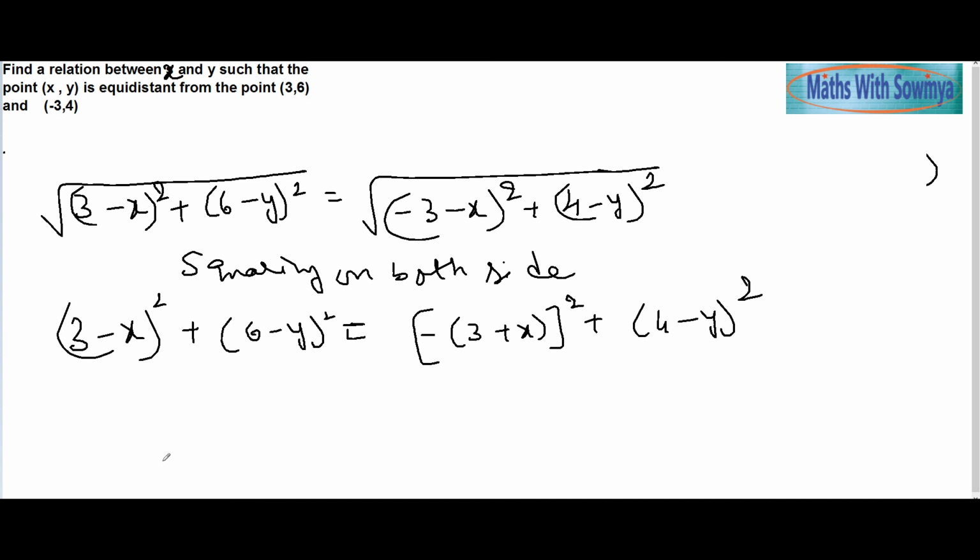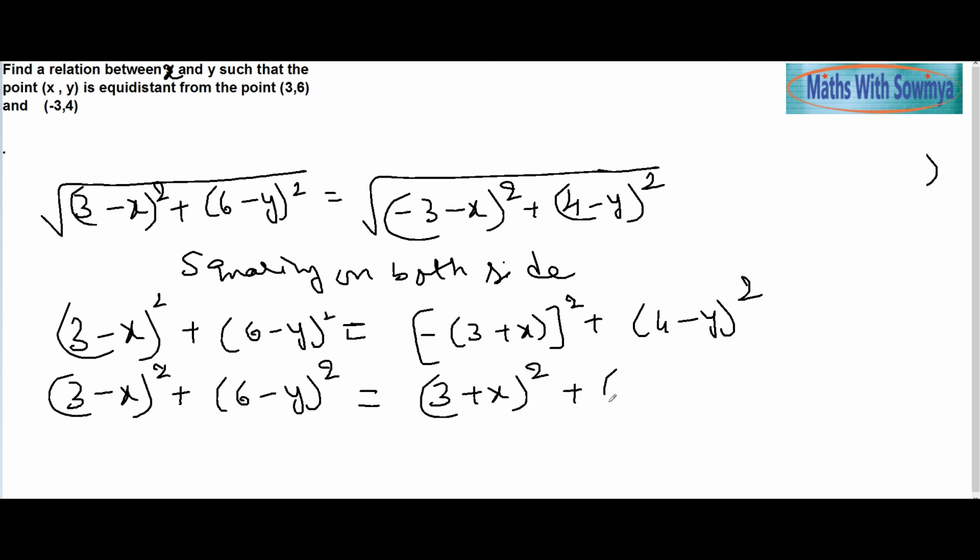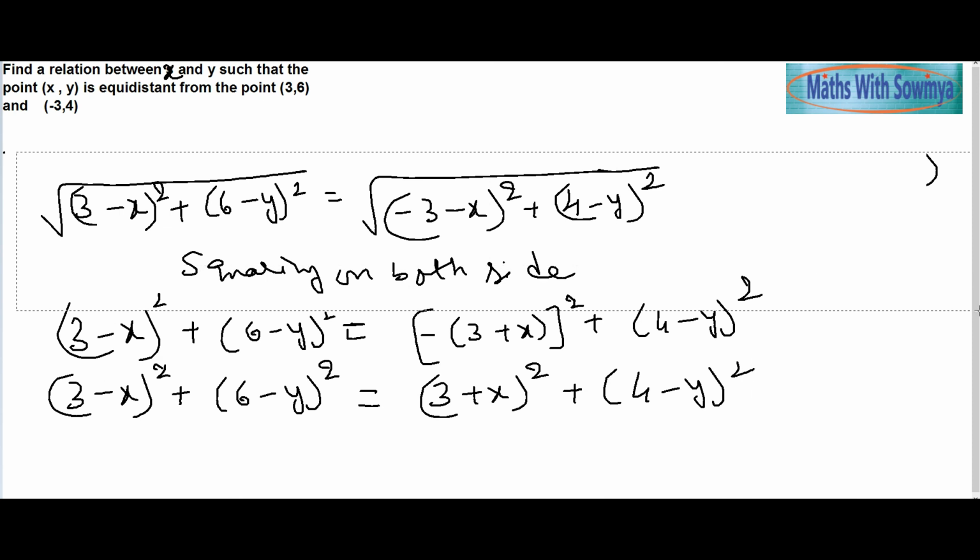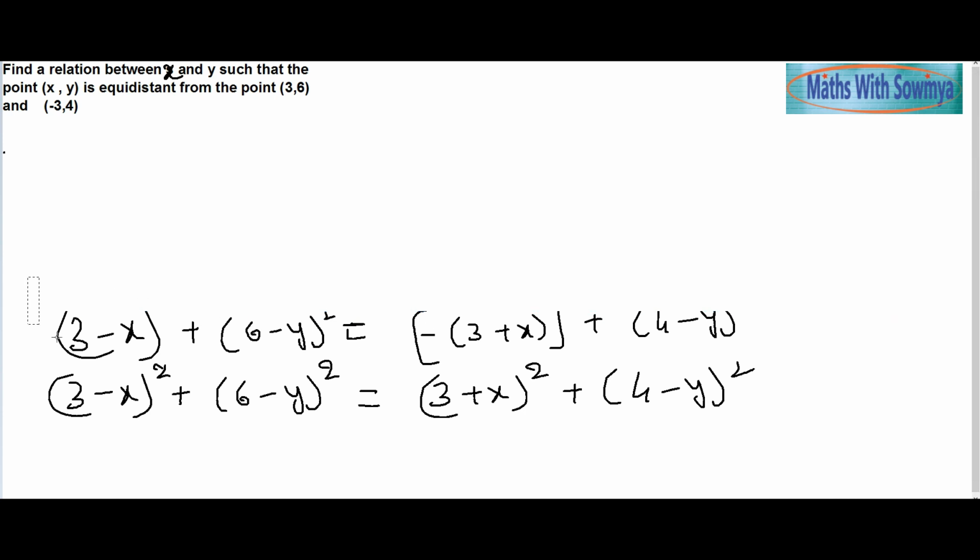Apply the (a minus b) whole square formula for this again. Minus into minus will become plus. If you want, you can put it in the next step or directly do it. Minus into minus, so this is just (3 plus x) whole square, plus (4 minus y) whole square. Apply the (a plus b) whole square and (a minus b) whole square formulas for this equation.